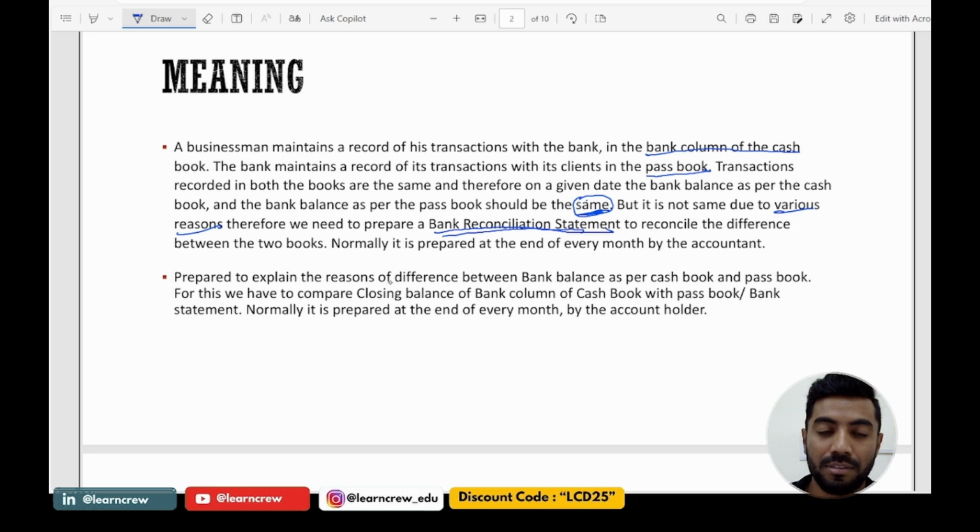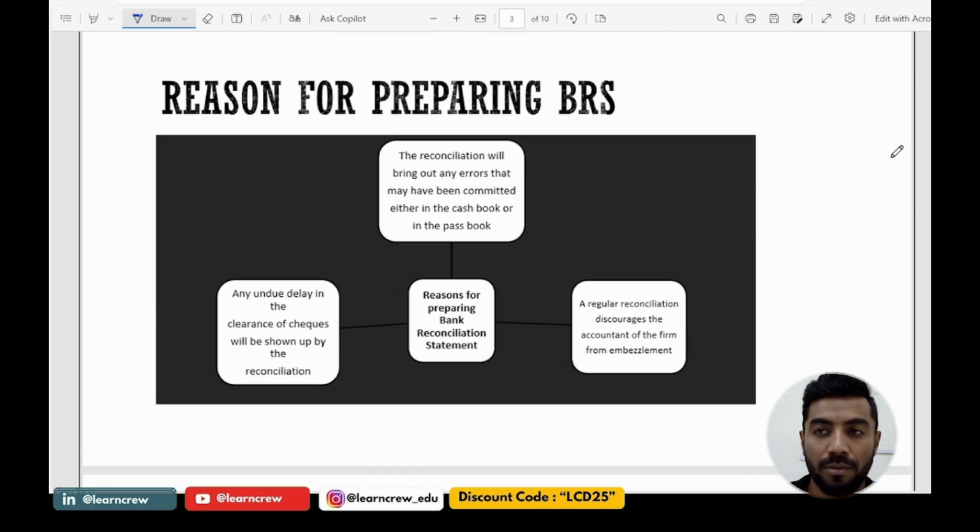It is prepared to explain the differences. Basically, the bank reconciliation statement is prepared to explain the reasons for the differences. What are the reasons? We look into it one by one. Reasons for preparing the bank reconciliation statement. What are the reasons for preparing it?